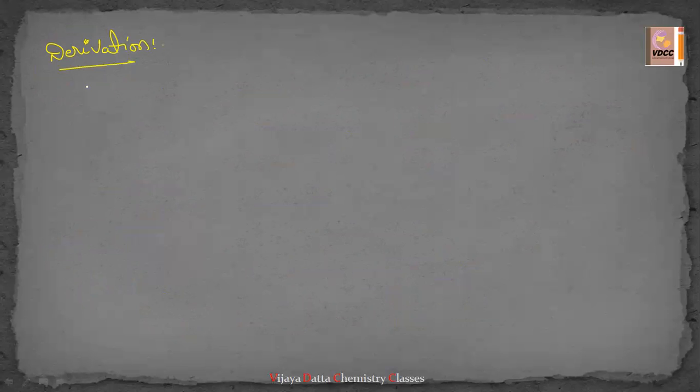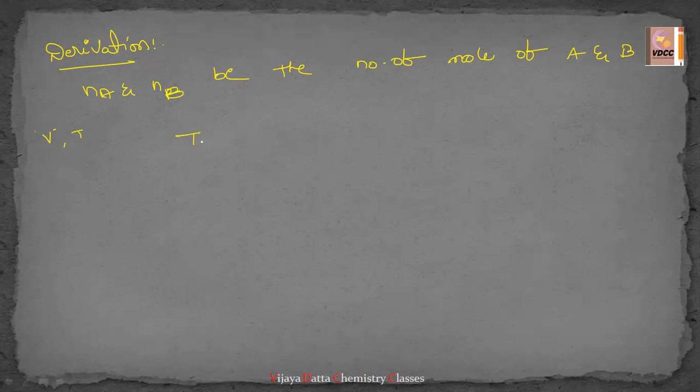Here let N1 and N2 be the number of moles of two non-reacting gases A and B. Number of moles of A, 1 and 2. Okay, you can take Na and Nb also. Number of moles, right? We are taking a container filled with a certain volume and maintaining a constant temperature, right? So we have to calculate the total pressure exerted by the container.